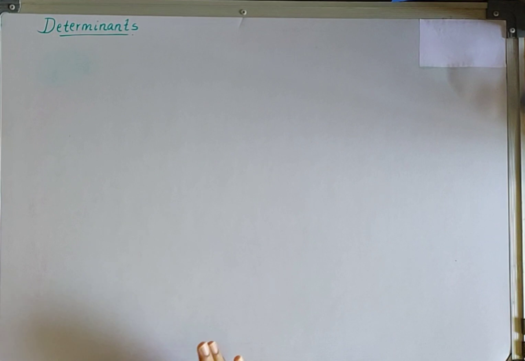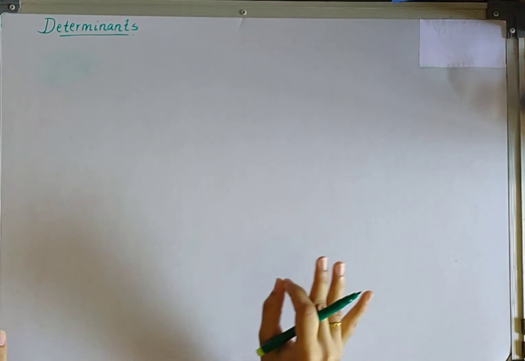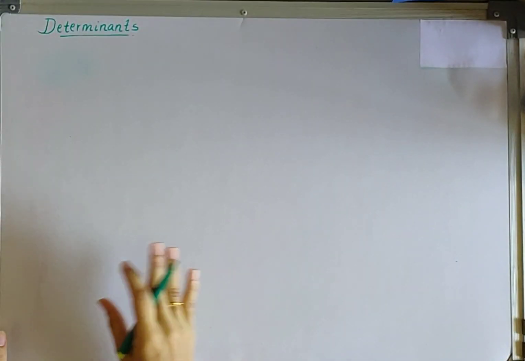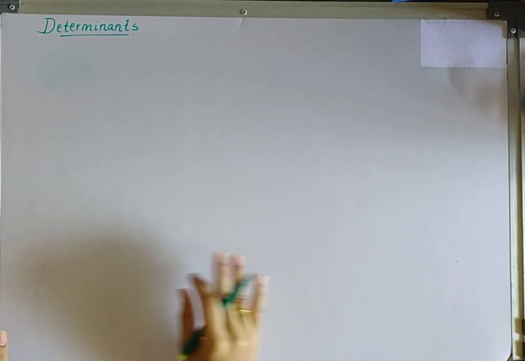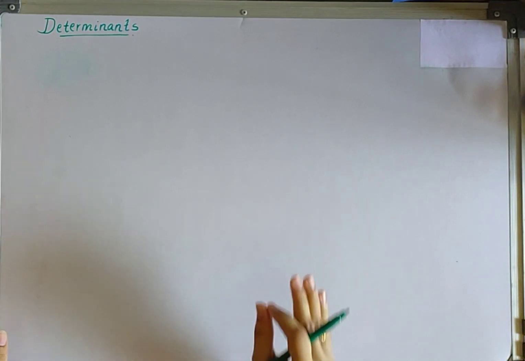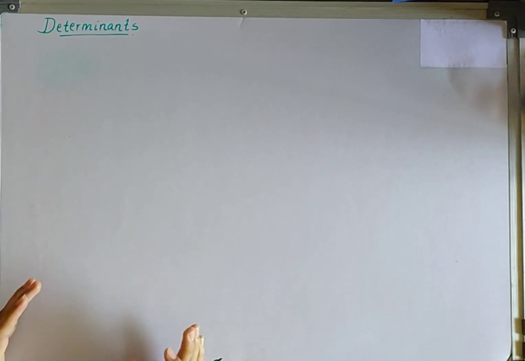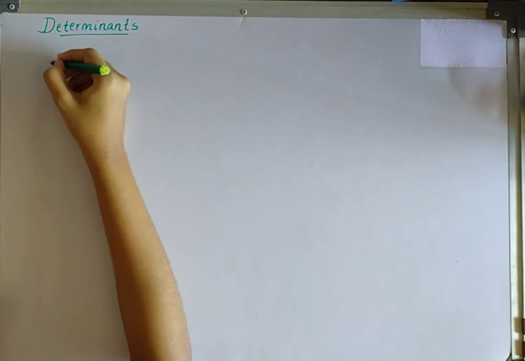Hi friends, in this lecture we are going to learn a fantastic topic, that is determinants. This topic is going to be really interesting and easy for you to solve your simultaneous equations. Now we have already learned to solve simultaneous equations by two methods. First was the elimination method, the second was the graphical method, and now we'll move forward to the determinants method. So let's see what determinants are first.